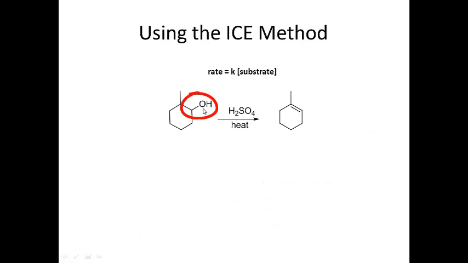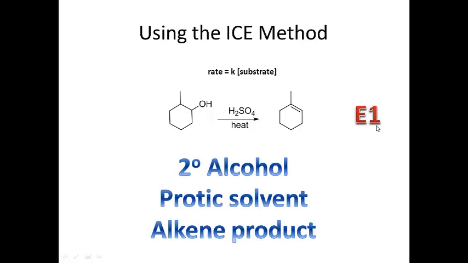Notice we started out with an alcohol, and then we ended up with an alkene, and we're doing this in sulfuric acid, which is a proton source. So this is protic. What mechanism is this going through, right? Well, if we look at the rate law, rate is k times the substrate. So we know that this has to be going through an E1 mechanism, because you know it's an elimination because you have a double bond in the product.